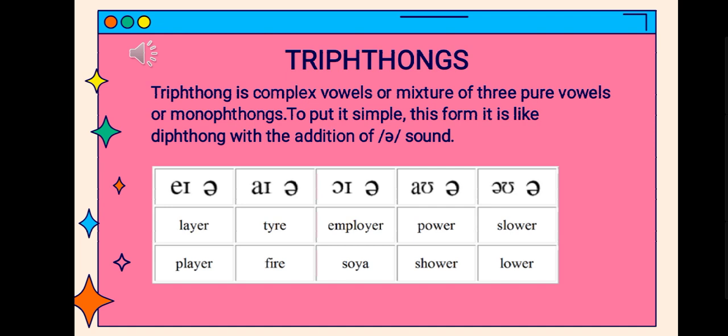And here are example words. The first one is player. For the second, tire, fire. The third is employer, soya. The fourth is power, shower. And the fifth is slower, lower.